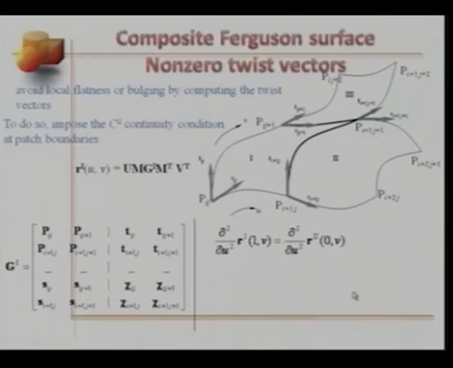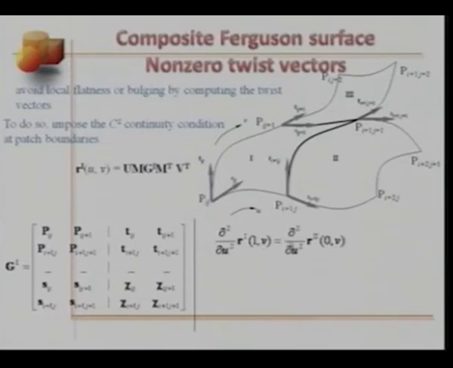To impose the C2 continuity condition, we are saying that the second derivative of this patch with respect to u, evaluated at u equals 1 for all v, which is here. If you recall, the parameter u goes from 0 to 1 here, and v goes from 0 to 1 here. So for this common boundary, u equals 1 and v is any value between 0 and 1.